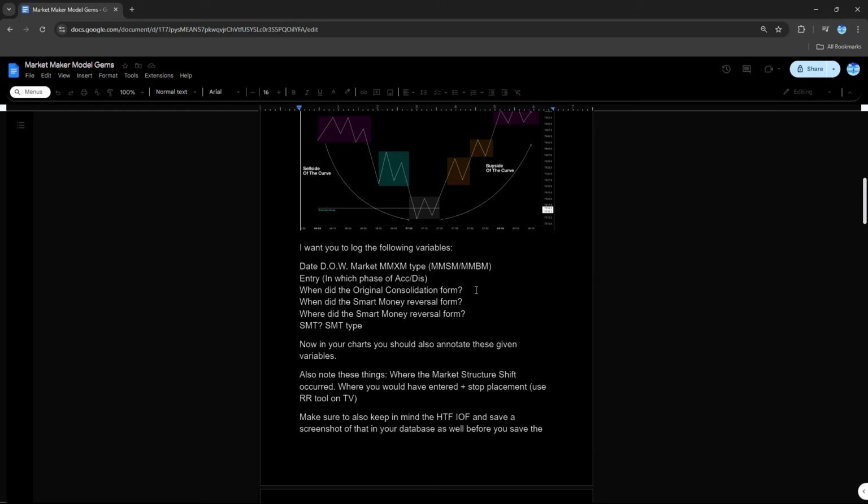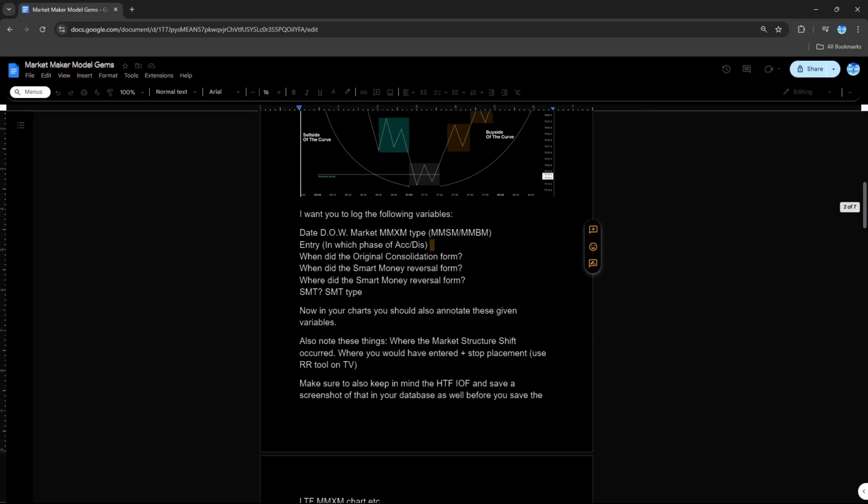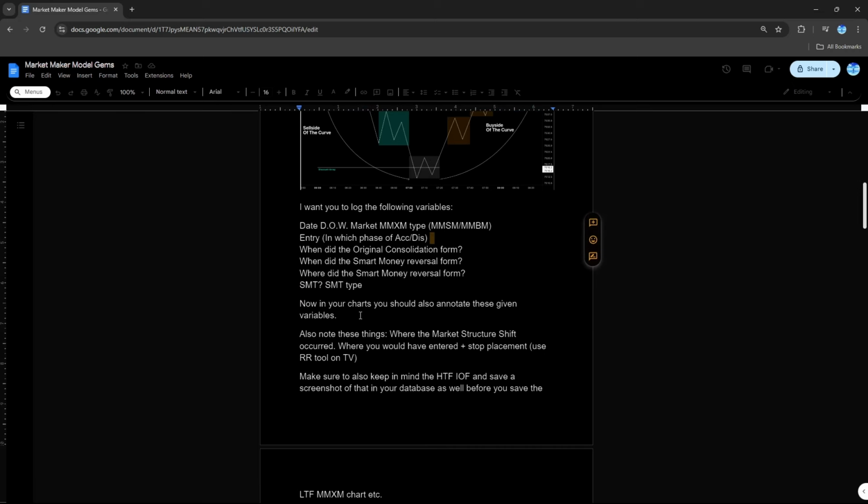We also want to write when did the original consolidation form, when did the smart money reversal form, and where did the smart money reversal form, under what high or low, with what time the high or low was formed, that we formed our smart money reversal. Do we have an SMT, and what type of SMT do we have? I want you to go in your charts and annotate every single one of these variables.